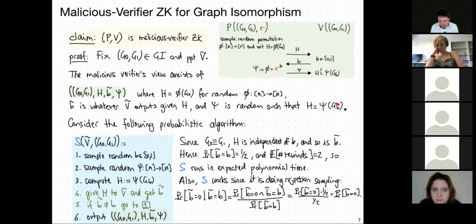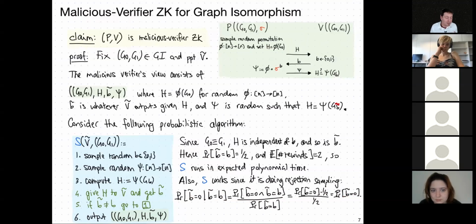Well, by, what is this thing called? It has a name, this equality. I guess the law of conditional probability, the Bayes rule, thank you. By Bayes rule, I can rewrite this conditional probability as the probability of the intersection of these two events divided by the probability that they're equal, okay? But because B is independent of B tilde, the probability that they're equal is exactly half. And the probability that B equals B tilde is again exactly half, right? So I can just write it this way. And this is saying that the probability that B tilde equals 0, given that it equals B, is the same as the probability that it equals 0 to begin with, okay?